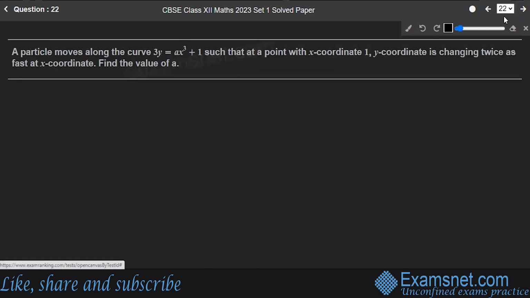Next is question number 22. A particle moves along the curve 3y is equal to ax cube plus 1 such that at a point with x coordinate 1, the y coordinate is changing twice as fast as the x coordinate. You have to find the value of a. You are given 3y is equal to ax cube plus 1. The particle is moving along this curve. Let's differentiate it.